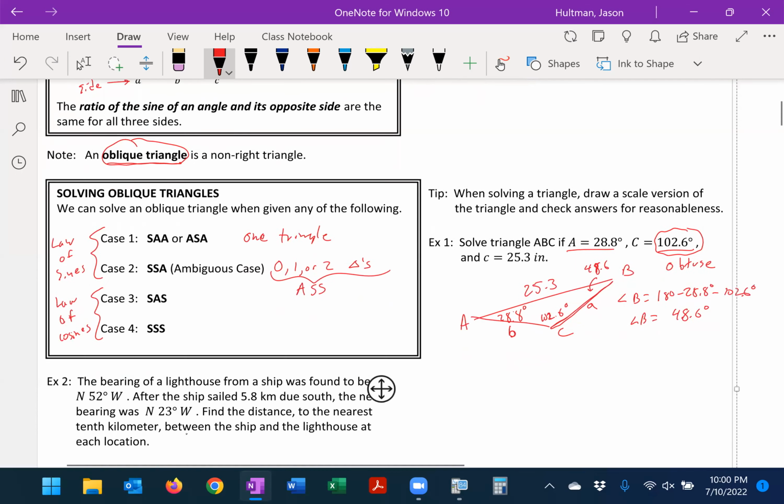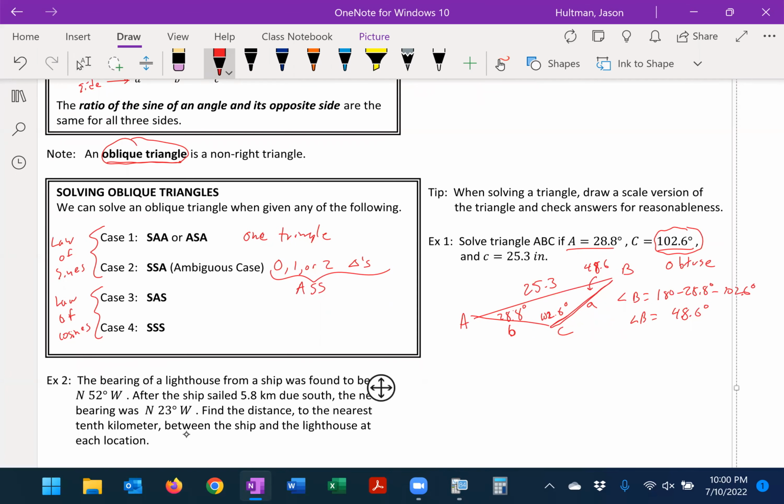Okay, so now what can we do here? Well, we know this is side C. So we can say sine of C over C is equal to the sine of A over A, and I can solve for little a. Let me show you how I do that. I multiply both sides by A, and then I multiply by the reciprocal of sine C over C. So the A's cancel, and this is sine A times the reciprocal of sine C over C, which is C over sine C.